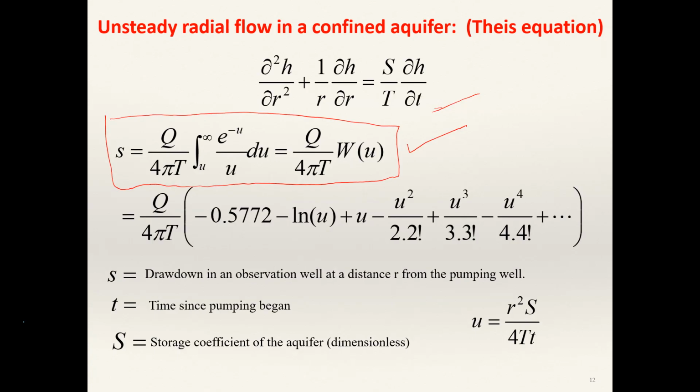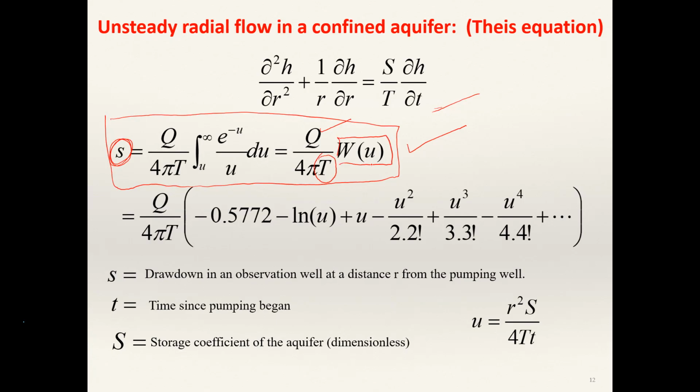So what is the logic behind this? What are the parameters we have here? The simple s is the drawdown. And we have here the constant pumping rate Q. T is the transmissivity. And this W(u) is called the well function.